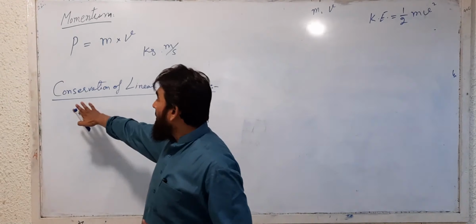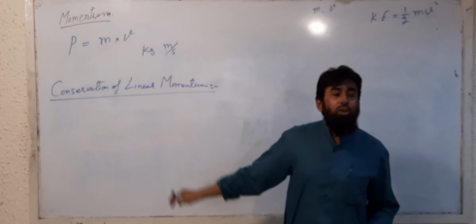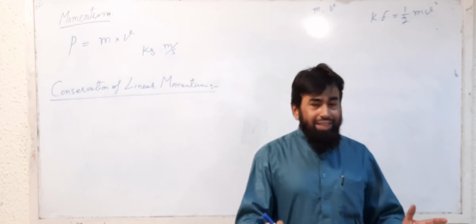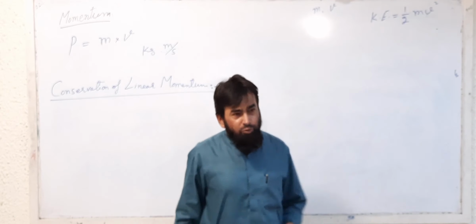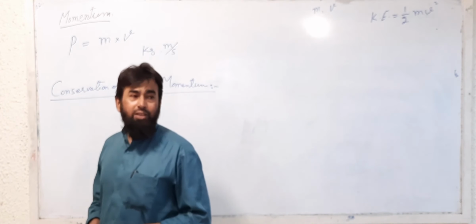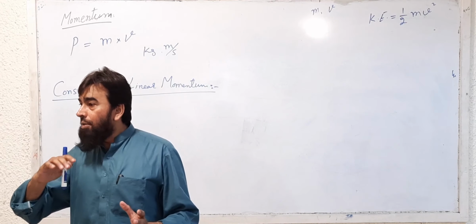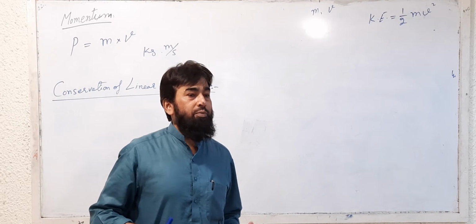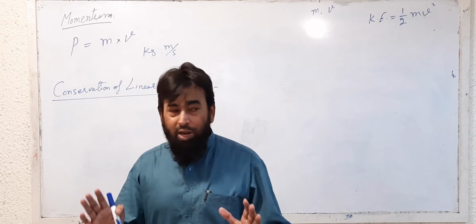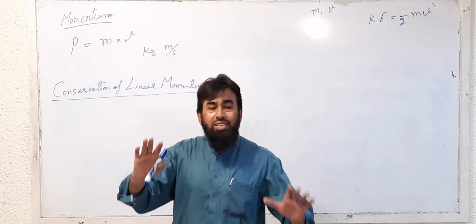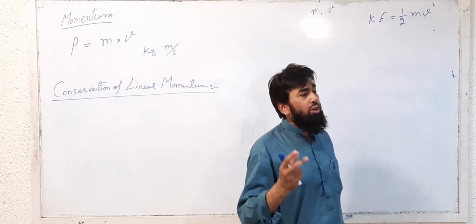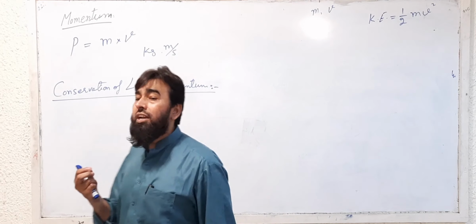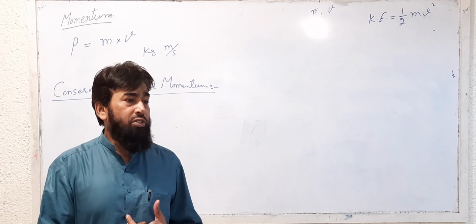Now, conservation of linear momentum. When we talk about conservation of linear momentum, we consider an isolated system. What does an isolated system mean? It means no energy can come into the system and no energy can go out of the system. A system consisting of two or more bodies, where we consider that there are no energy losses.